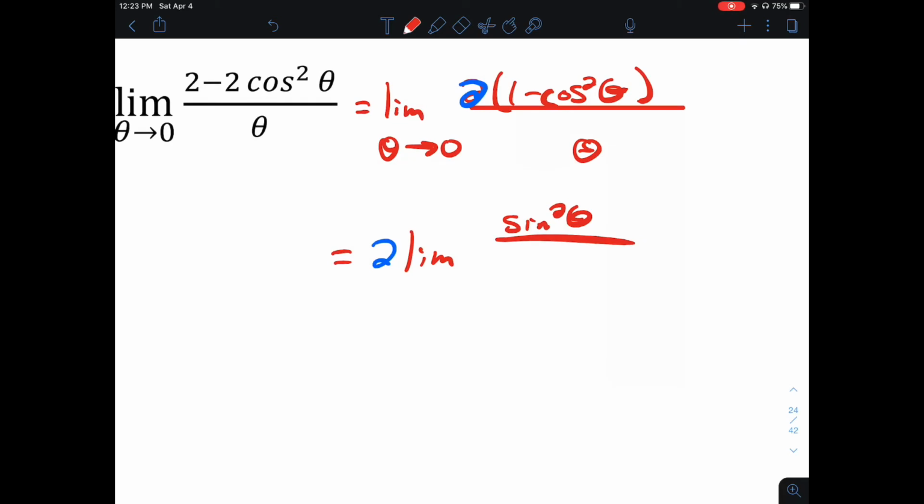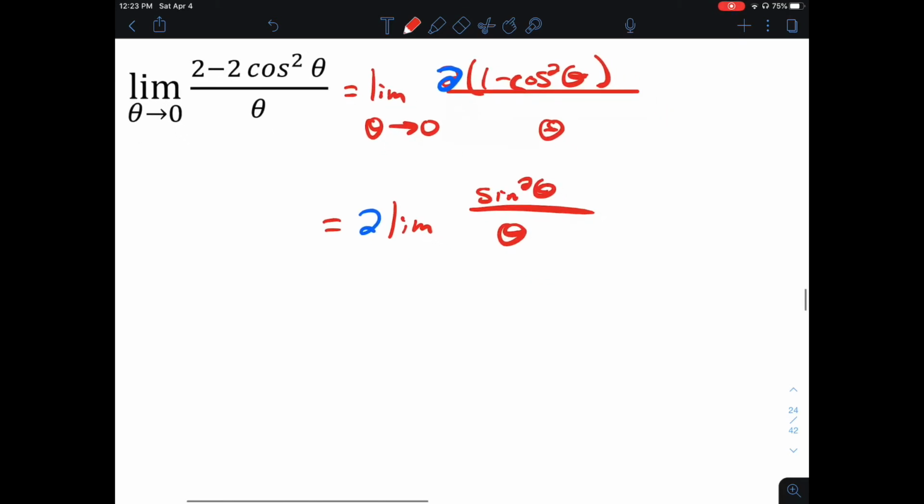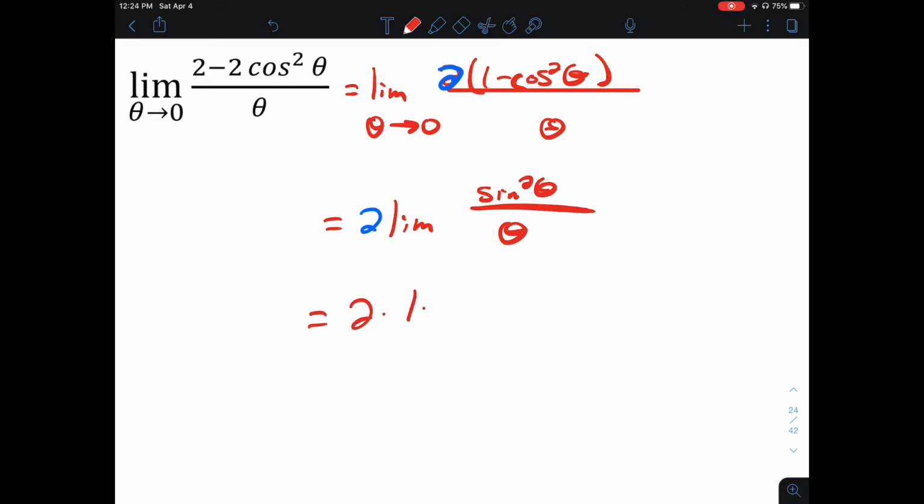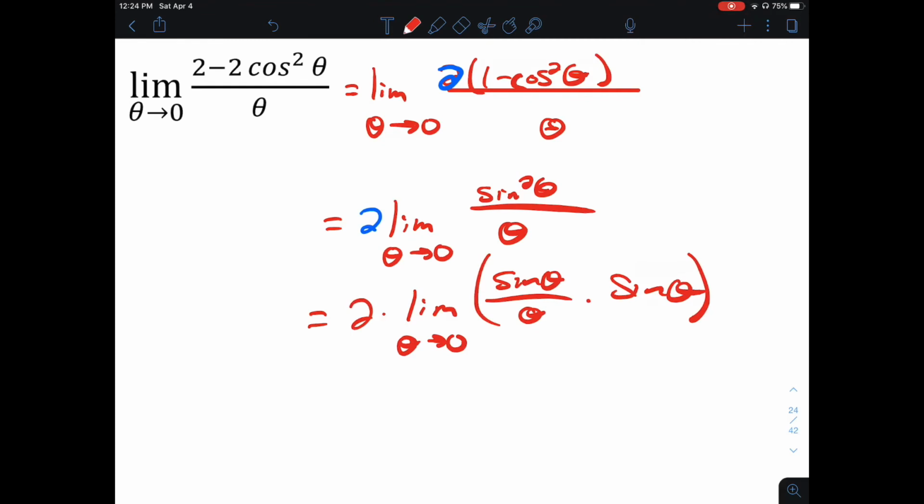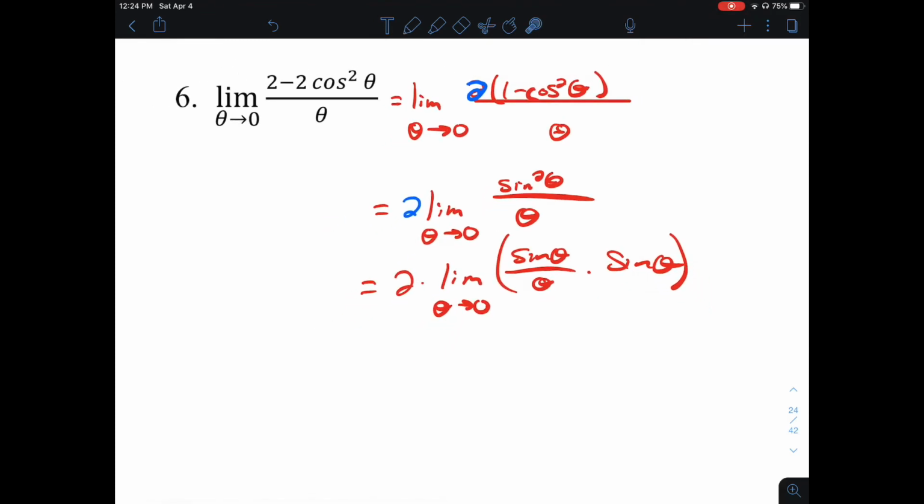Using a trig identity, that becomes sine squared of theta. And then I want to use these special rules that I just learned, so I don't have this theta on the bottom. So to do that, I'm going to separate this sine squared into a sine of theta and a sine of theta.